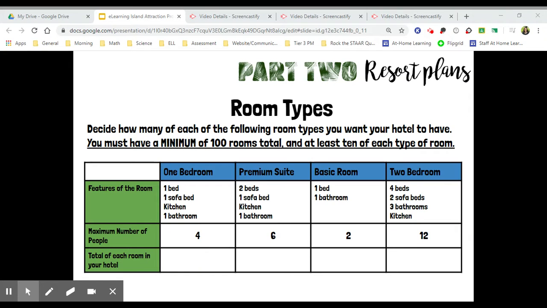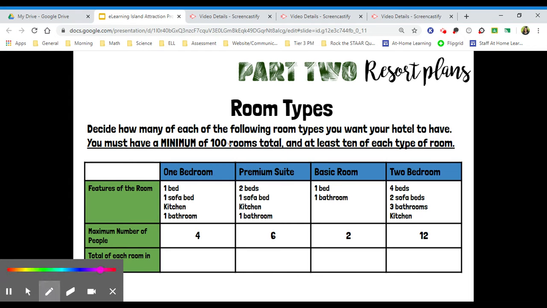All right, guys, so we are moving right along with your island attraction. On the next two slides, we're going to get more into the math planning part of your resort, where you're going to need to decide how many different rooms you're going to have of each type. There's a description in the table of the different kinds of rooms that you can build. One important thing to note, you have to have a minimum of 100 rooms.